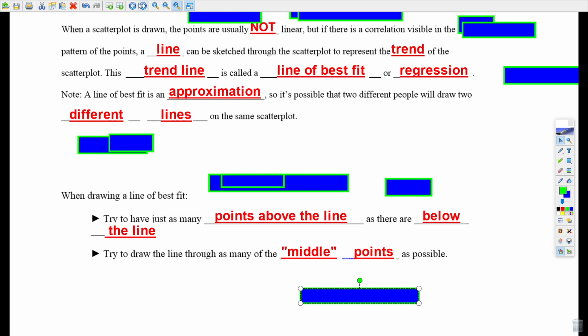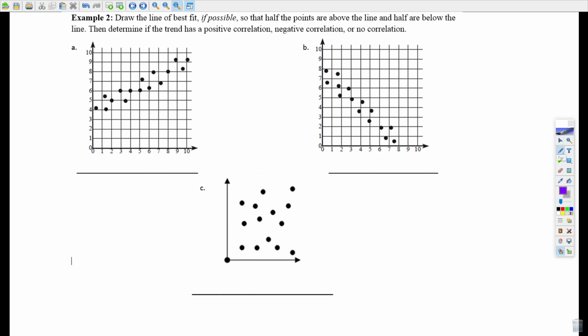So we're going to practice drawing lines of best fit next. For example 2, we're going to draw a line of best fit if it's possible. Try to follow the rules: going through the middle, hitting a bunch of points, and then seeing if there's the same number of points above and below the line. Should be similar. And then we should also decide whether it's positive, negative, or no correlation. Let's do that part first.